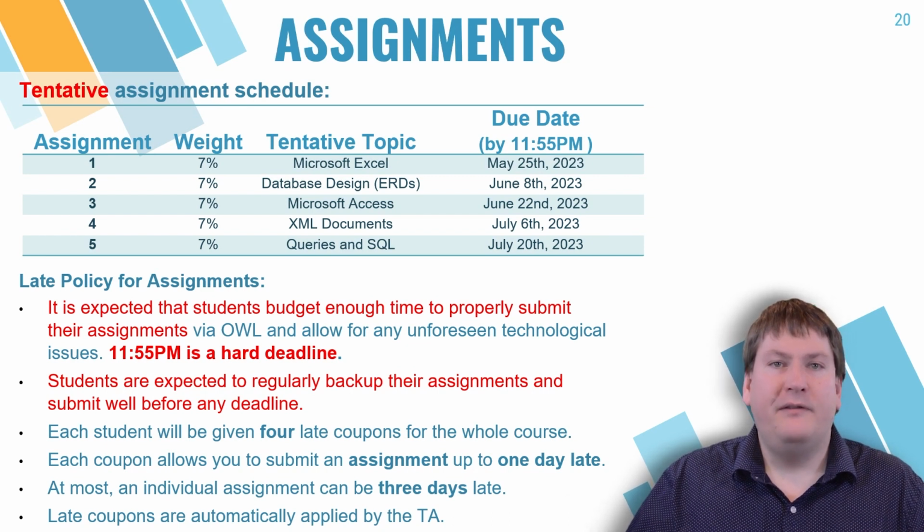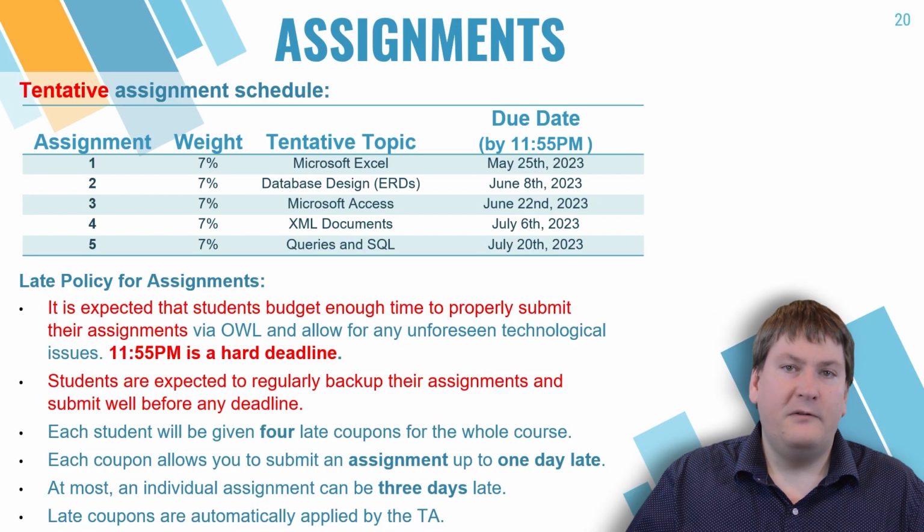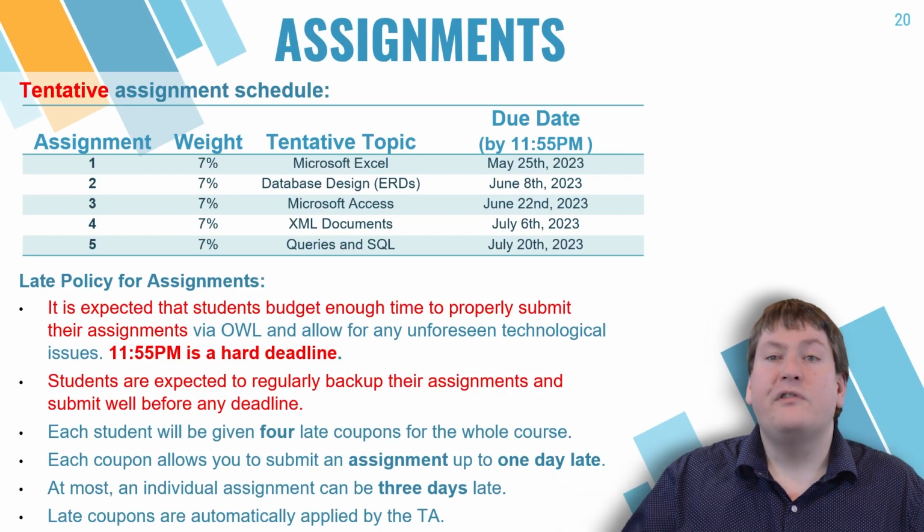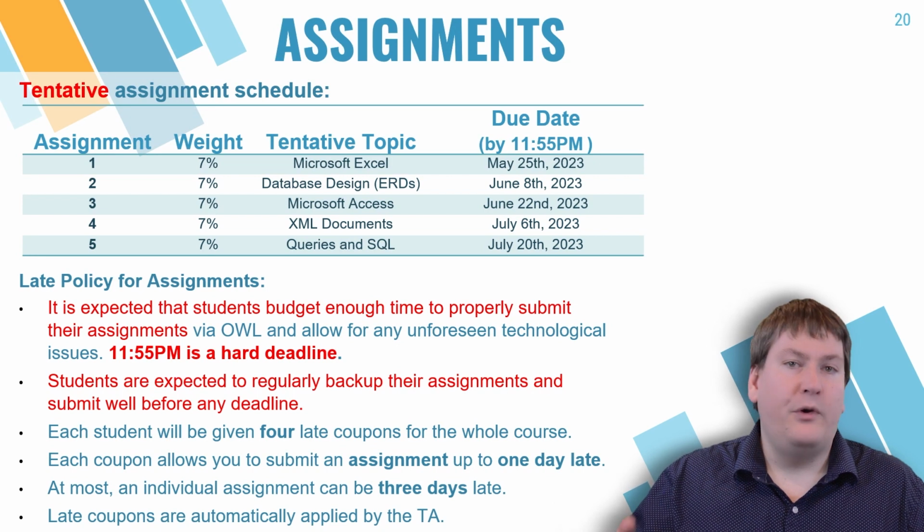So for example, if an assignment was due on June 8th at 11:55 p.m., and you use 1 late coupon, the new due date would be June 9th at 11:55 p.m., so 1 day, 24 hours. If you use 2 late coupons, then the new due date would be June 10th at 11:55 p.m., and so on. There is a catch, however. You can use at most 3 late coupons per assignment, no more than that.